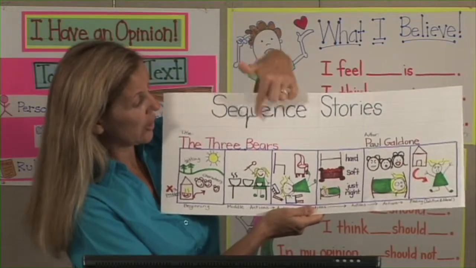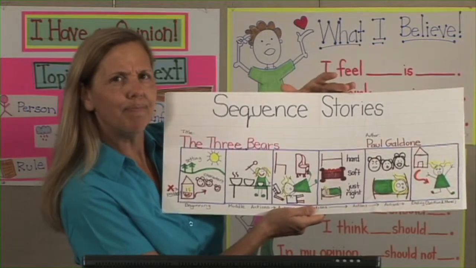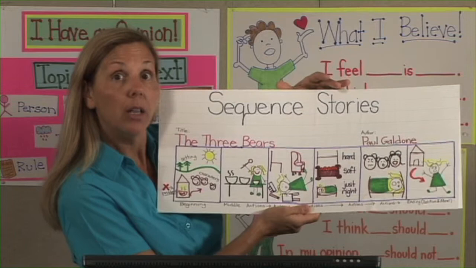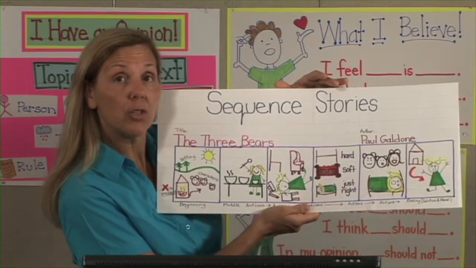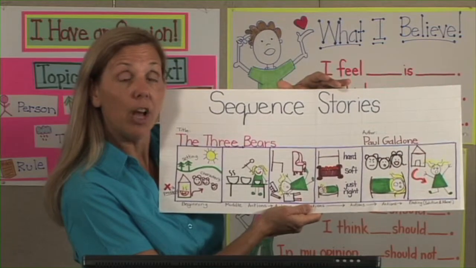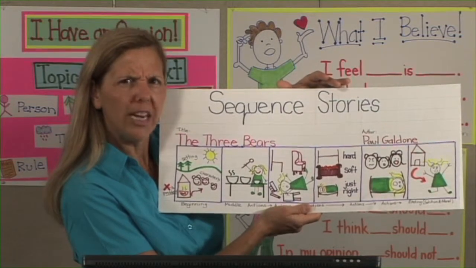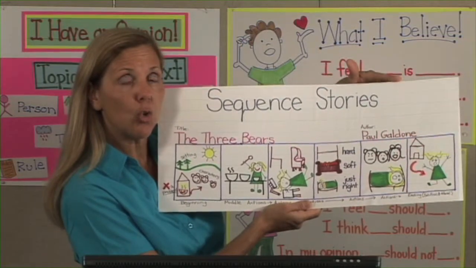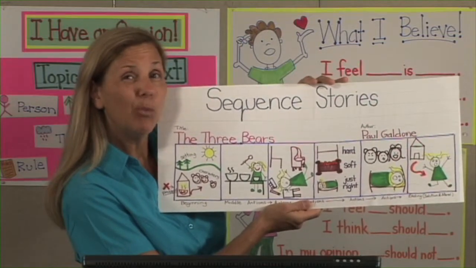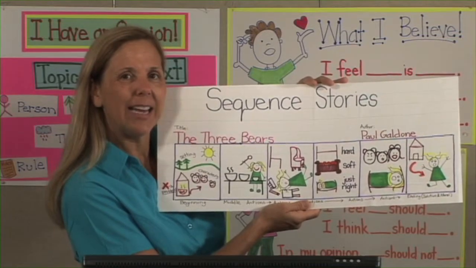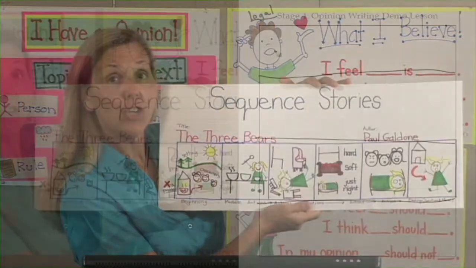At this point, we looked at the story and we said, what do we see a lot of? We see a lot of Goldilocks. Let's have an opinion about Goldilocks. Do we want to give her advice or do we want to say what we believe about Goldilocks? What do we think or feel about her? Let's look at everything that she did in this story. What do we think about her? We think she's naughty. So there's our opinion. We now think that Goldilocks is naughty.